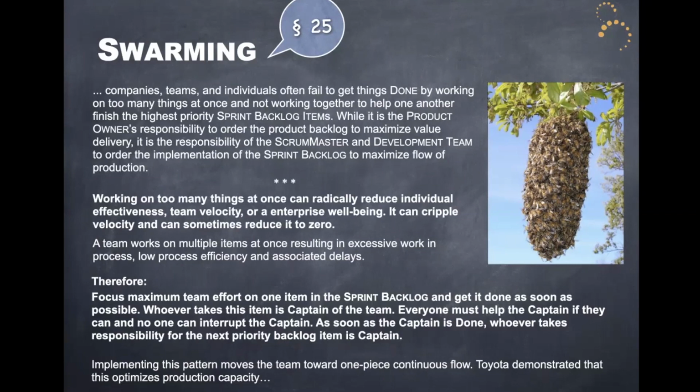And so this solves a million problems. It solves problems with inventory. It solves problems with rework. It solves problems with communication. There's an immense amount of theory that's tied up in this swarming pattern. This is an extremely powerful pattern that touches a lot of other patterns, but very few Scrum teams do it.